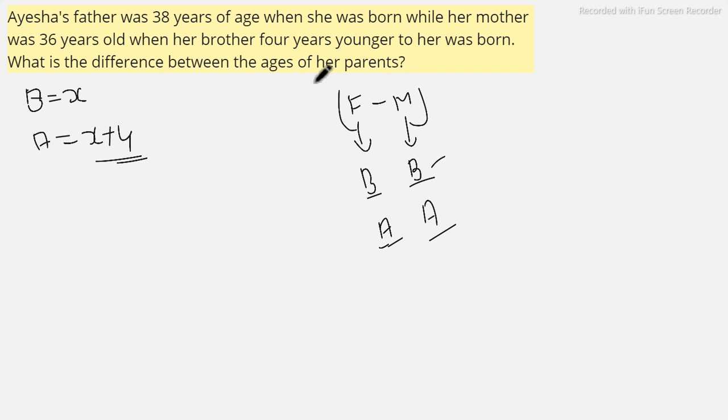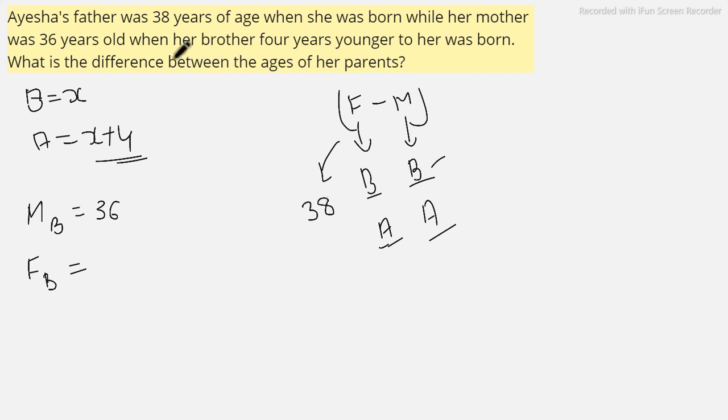So, age of mother when his brother was born. The age of her mother is 36 years old when his brother was born. And now we have to find the age of father when his brother was born. In the question it is given the age of father when Aisa was born. So when Aisa was born, the age of father was 38.